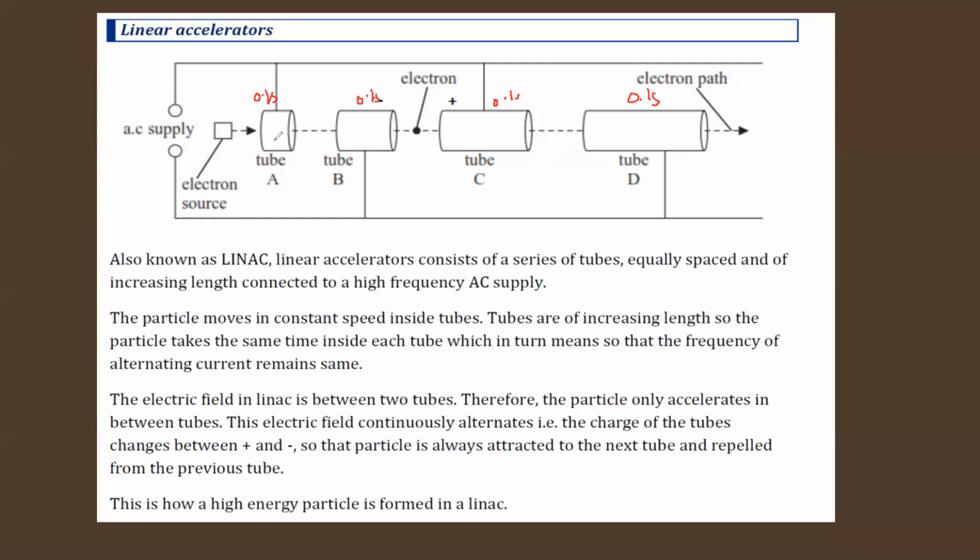So as we know, speed equals distance over time. It is taking the same time, so time equals distance divided by speed. What happens? The distance traveled by the electron increases within the cylindrical tubes, but its speed also increases. At every section it is accelerated: accelerated before entering tube B, accelerated before entering tube C, accelerated before entering tube D. So the distance increases, the velocity also increases, but the ratio remains the same. So it will take the same time to pass through each tube.